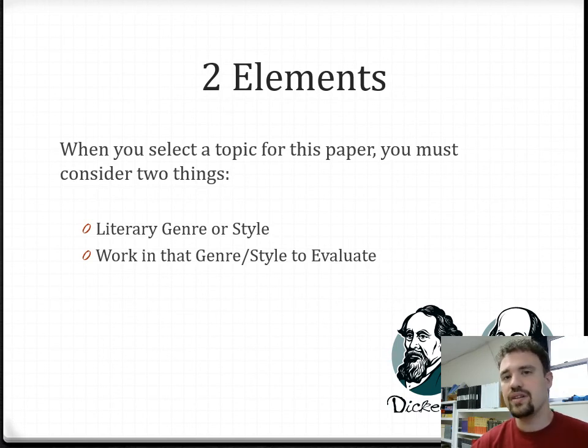So when I ask for a topic submission, I'm looking for two things. I want you to submit the genre that you're thinking about, or multiple genres. I've said that on the assignment on Canvas for your topic submission. You can list 2 or 3 things that you're thinking about doing, but then also along with that, or each of them, if you're doing multiple ones, submit the work that you're thinking about evaluating as an example of that genre or style.